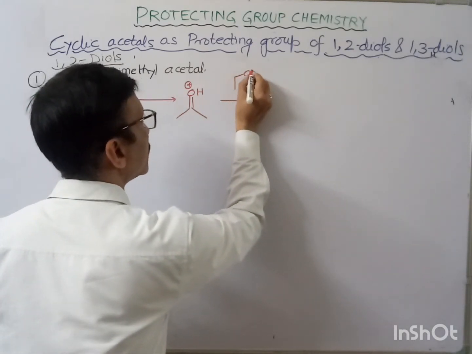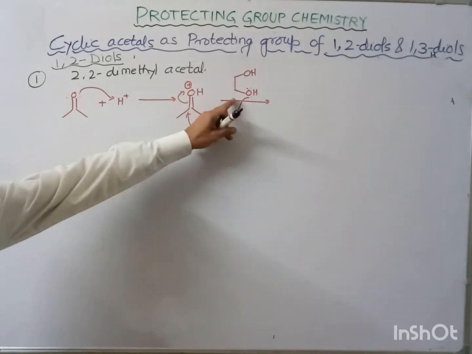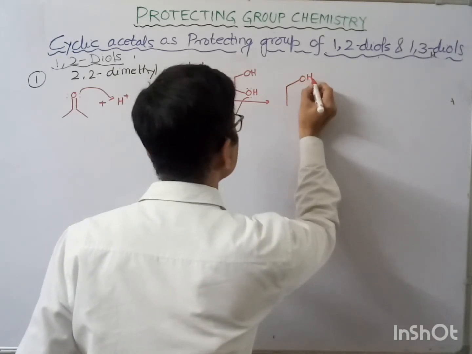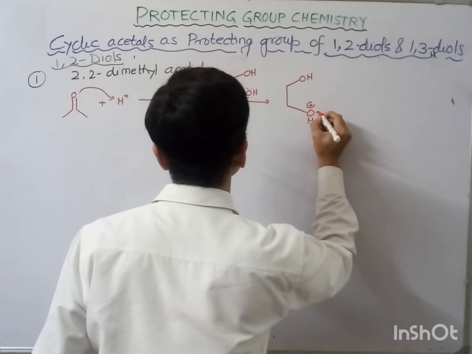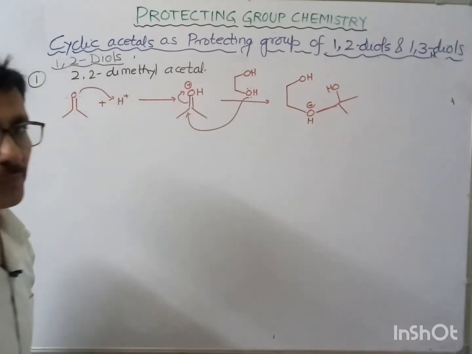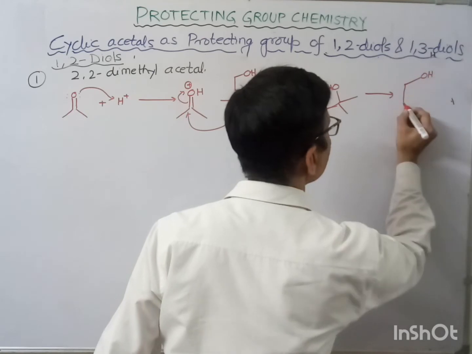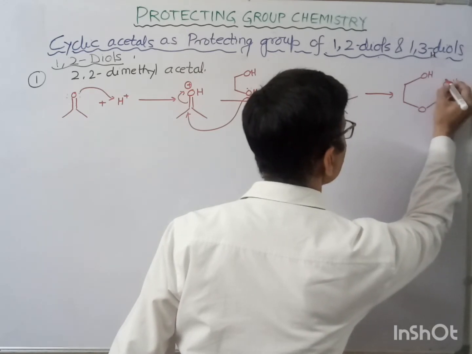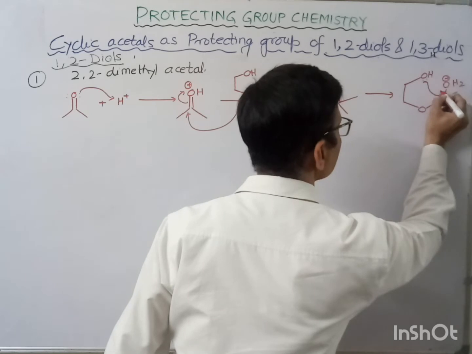So if we have a diol, then this oxygen as a nucleophile will attack this electrophilic center, and we can write this OH. So this oxygen will have the positive charge over here, and this OH. Okay, so in the next step proton transfer will take place, and it will be converted into OH2, H2O, as a good leaving group, and so the H that is removed.